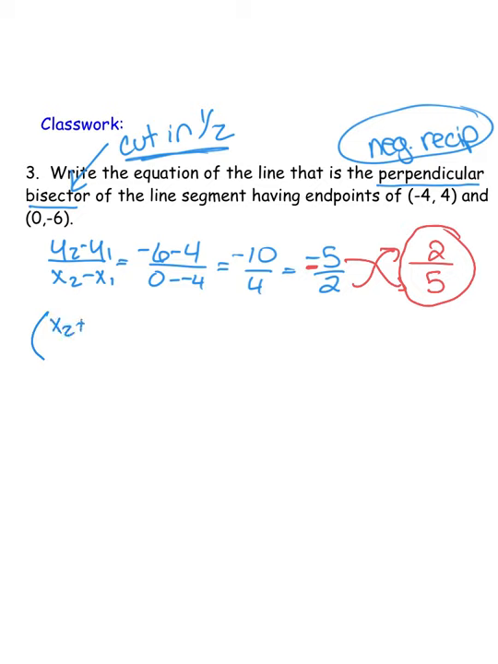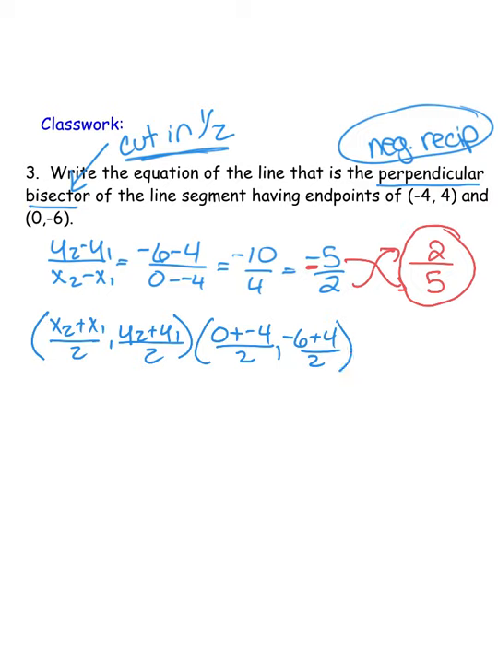Now I'm thinking I need the cut in half, which is the midpoint. So x2 plus x1 over 2, y2 plus y1 over 2. We're going to add the two x's. 0 plus negative 4 over 2, negative 6 plus 4 over 2. Again, if you're struggling there, you can write down this is x1, y1, x2, y2. So if I use my calculator, 0 plus negative 4 is negative 4, divided by 2 is negative 2. Negative 6 plus 4 is negative 2, divided by 2 is negative 1.